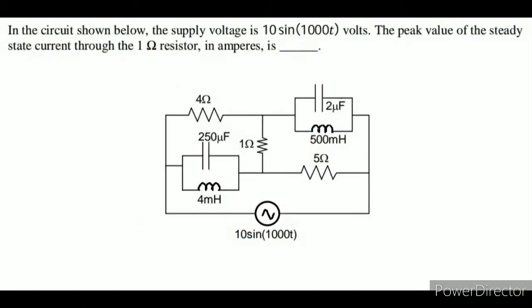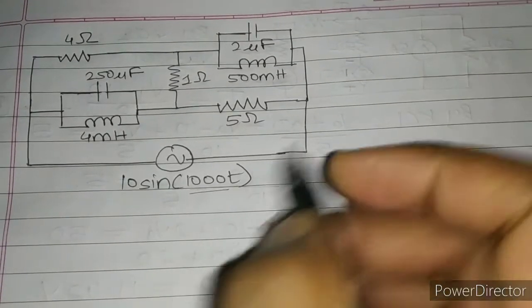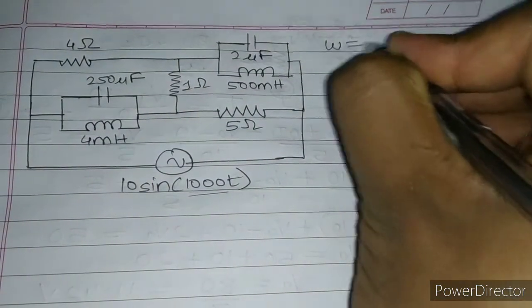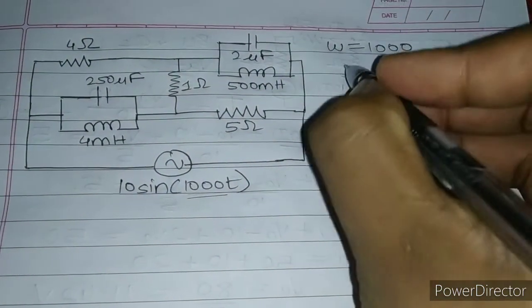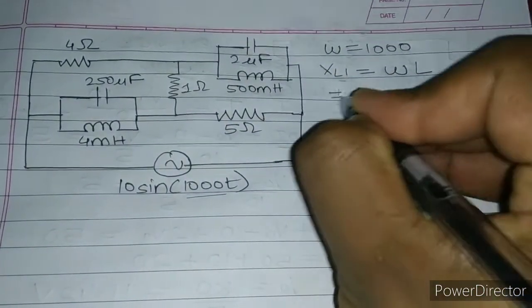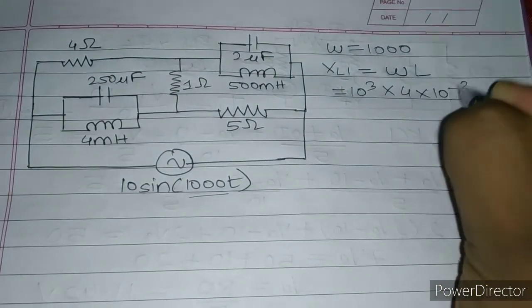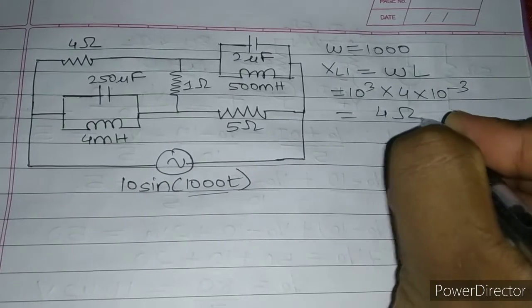In this question, we have to find out the peak value of the steady state current through the 1 ohm resistor. Here we can see that omega is equal to 1000. Therefore, XL1, where L1 is this inductor, is equal to omega into L is equal to 10 raised to 3 into 4 into 10 raised to minus 3. Therefore, XL1 is equal to 4 ohms.